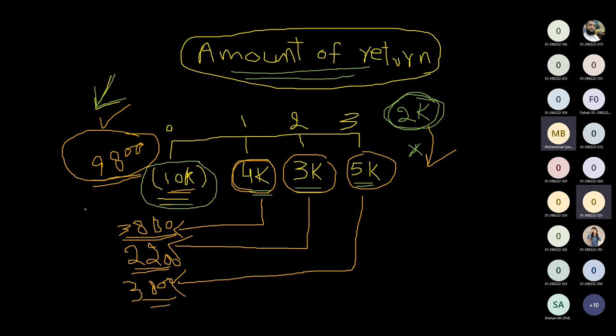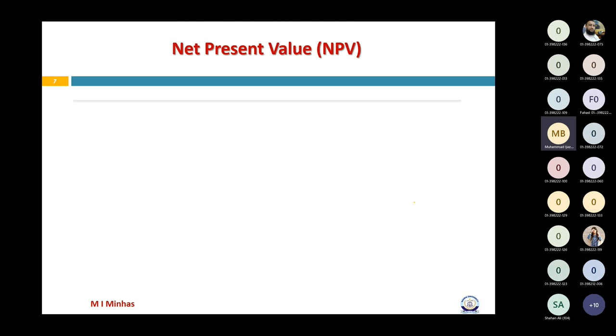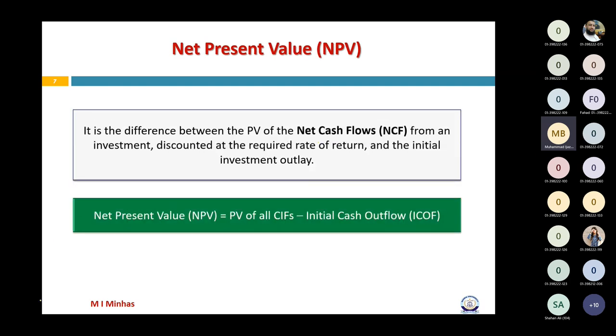So that, in a nutshell, is net present value. If I'm making a profit in terms of present value, I will invest. If I'm not making a profit in terms of present value, I'm going to reject that project, right? Now, with this theme in mind, let's start studying what net present value is, and I'll explain these things further on slides now. First thing is net present value.